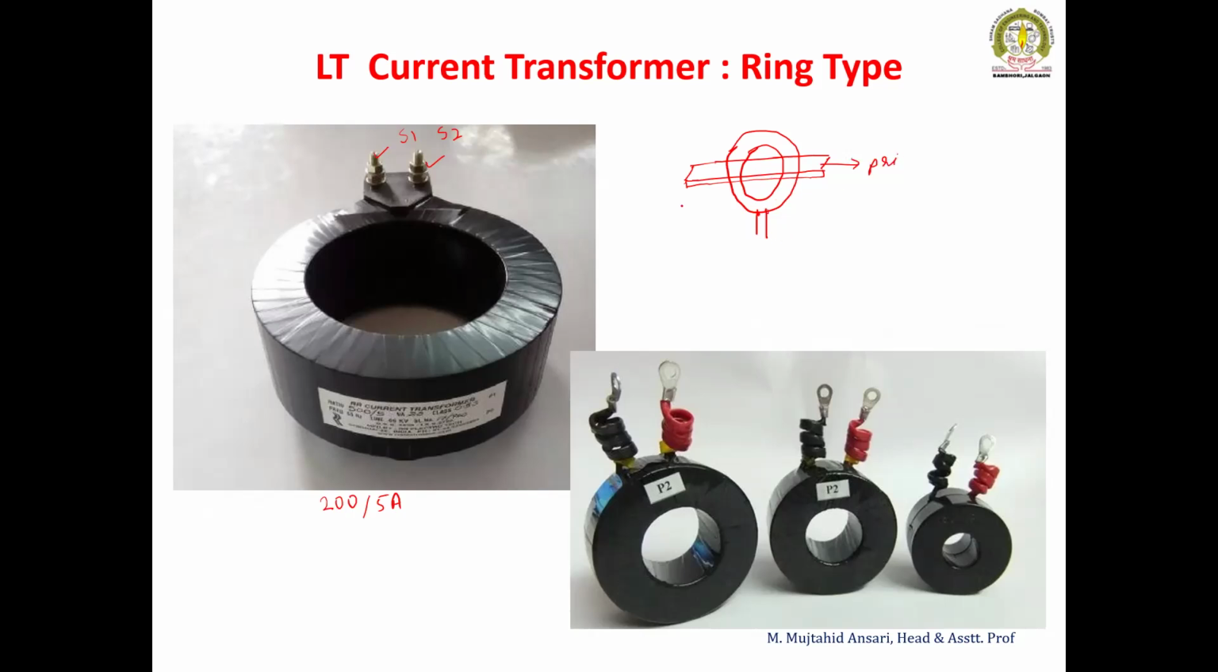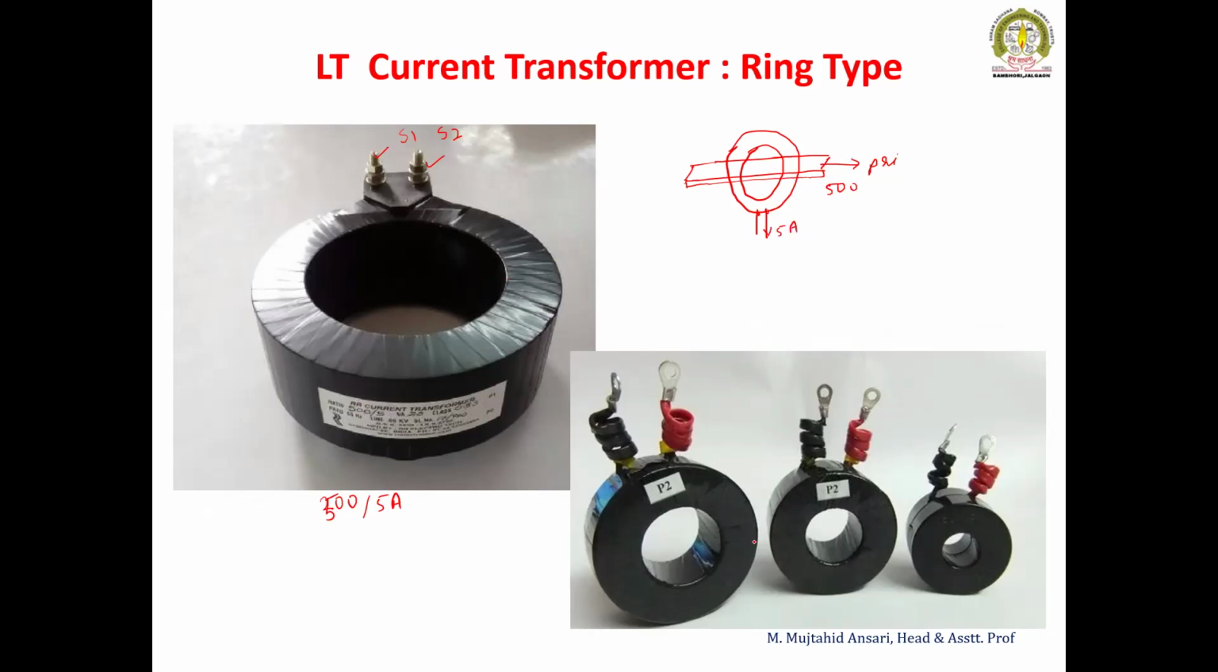It has a large number of turns, so it is going to step down the current to a manageable level. Say it is 5 ampere, whereas the maximum current rating of the primary is 500 ampere. So it is a 500 CTPT, 500 by 5 ampere.